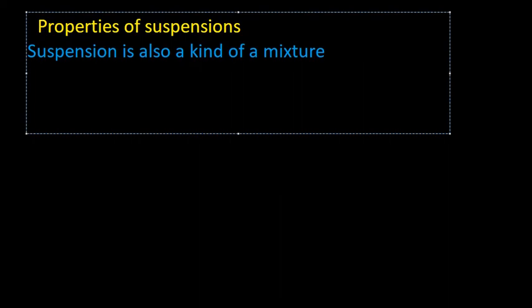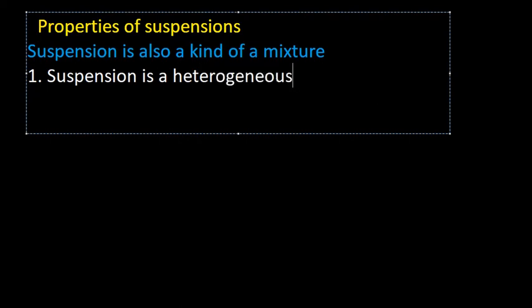The first property is that suspension is a heterogeneous mixture, which means that the constituents of a suspension are not in the same ratio throughout the volume of the mixture. Somewhere the constituents may have some kind of a ratio, at other places the constituents may have some other kind of a ratio.